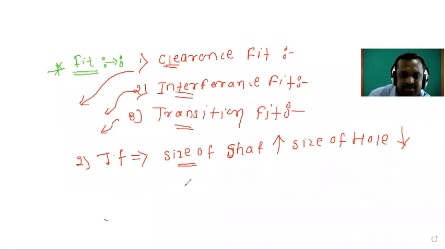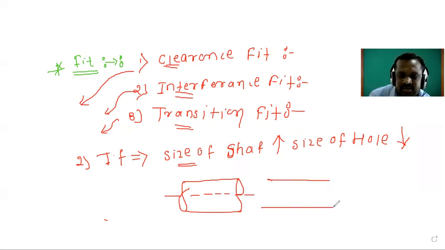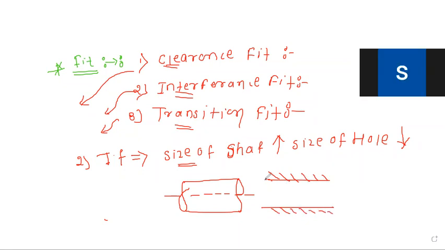Here, suppose this is the shaft and suppose this is the hole. If such a condition is there, now see whether the shaft is small or the hole is small here. Your hole is small, right? Yes, sir.